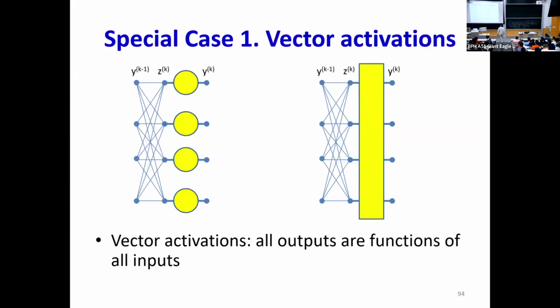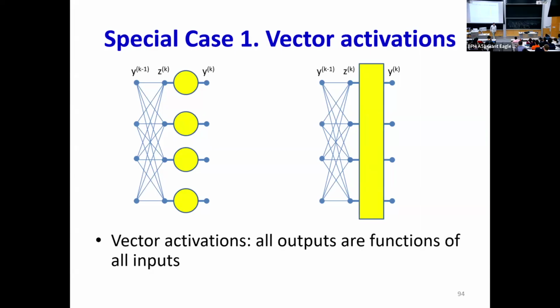So we've already seen a kind of activation where changing the input to one neuron changes the outputs of all the neurons. We call that vector activations, right? In the case of scalar activations, if I change any particular weight, that's going to change one z. Changing one z is going to change one y, right? Whereas in the case of vector activations, if I change a single z, all the y's are going to change.